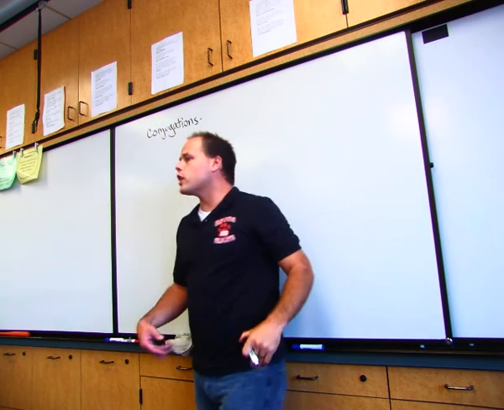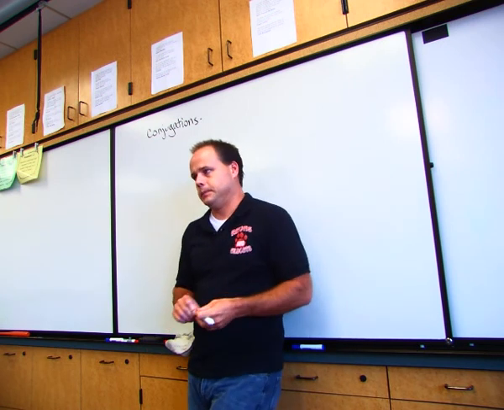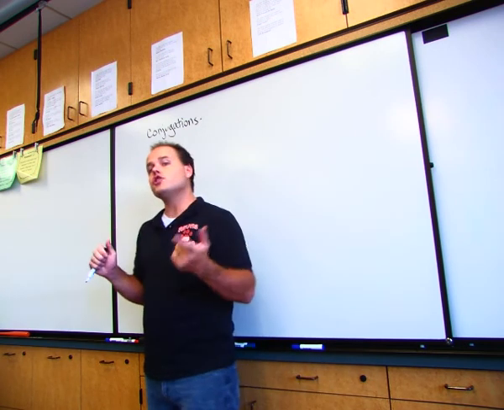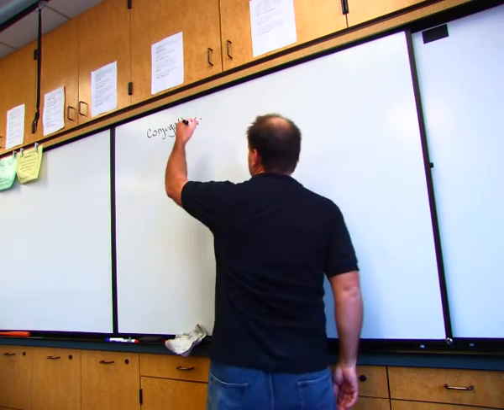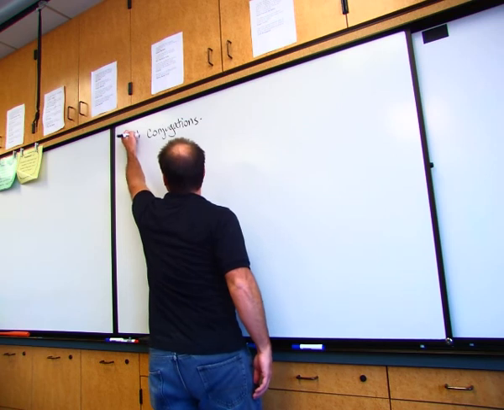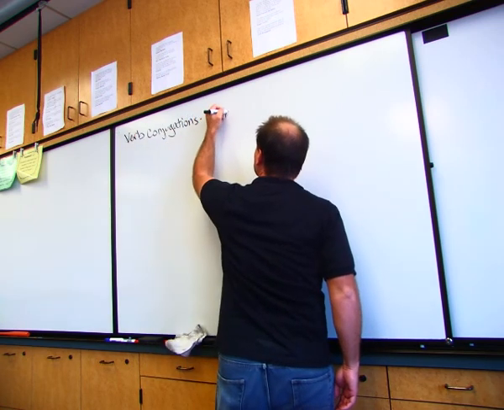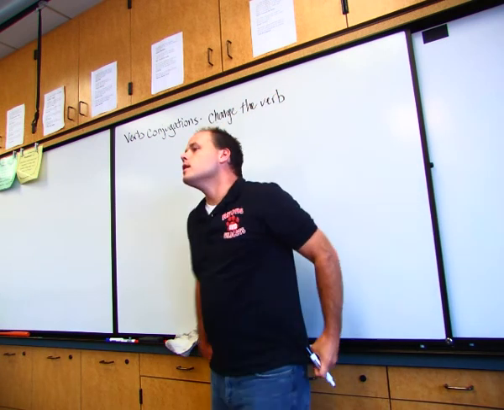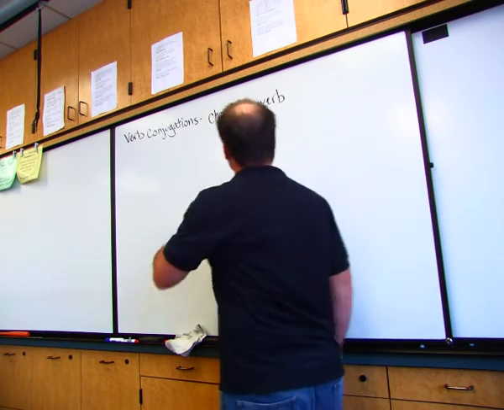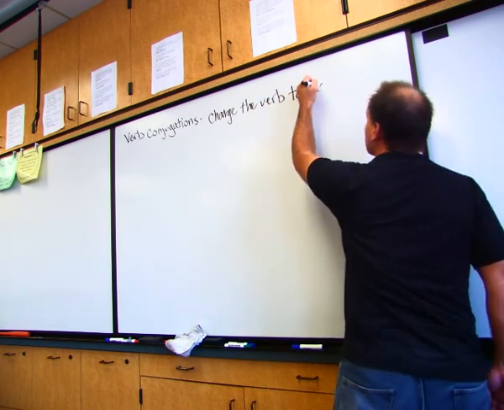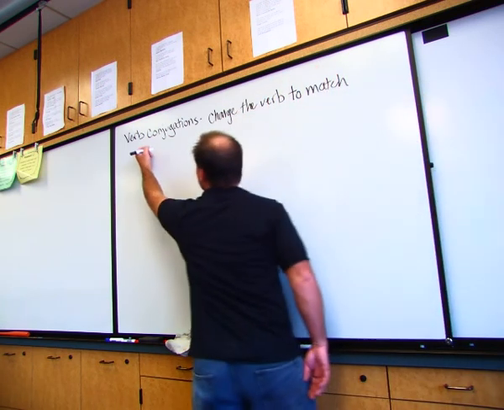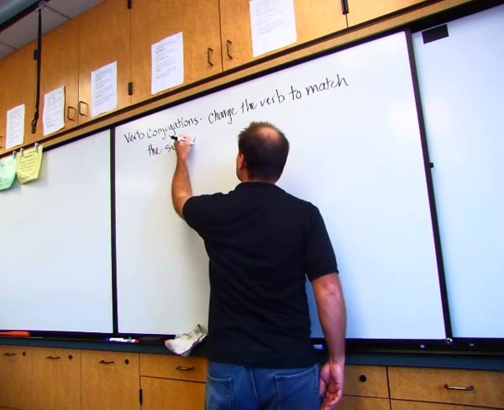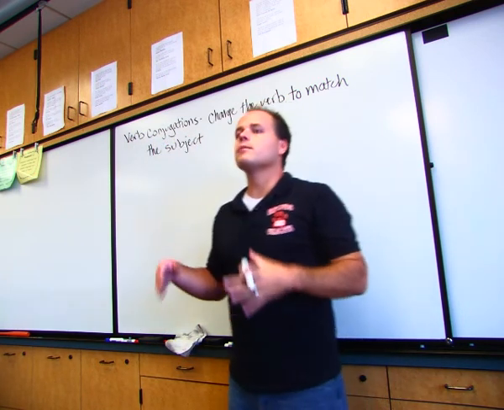Now, when we conjugate a verb, what is it we're doing? What do we do when we conjugate a verb? We change it. So when we conjugate a verb, we change the verb to match something. What are we trying to match? Right. In this case, I'll call it the subject. We change the verb to match the subject.